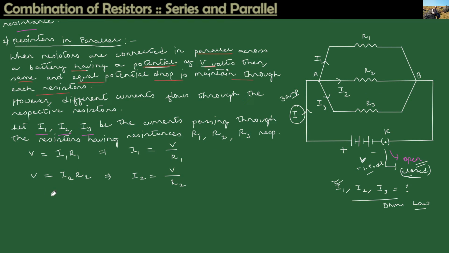Similarly, the voltage across the resistor R3 is I3 into R3. Product of current and resistance is nothing but voltage. So from here, this current I3 will be equal to V divided by R3.